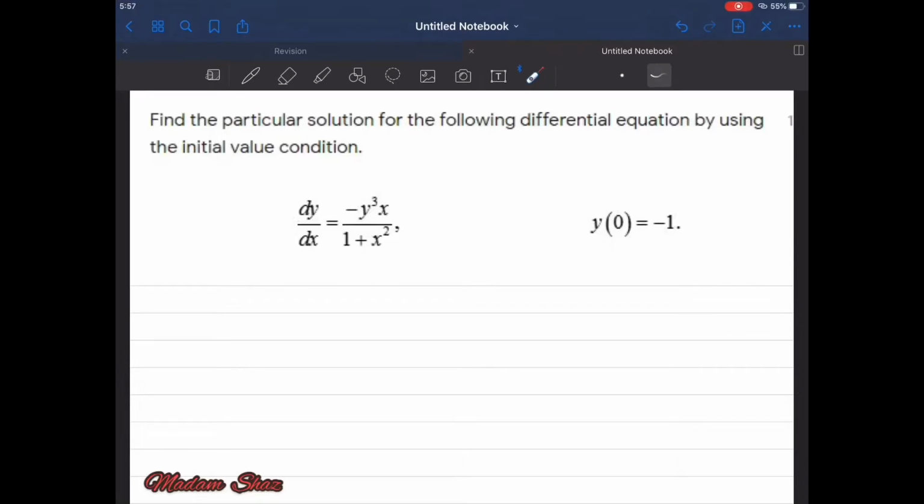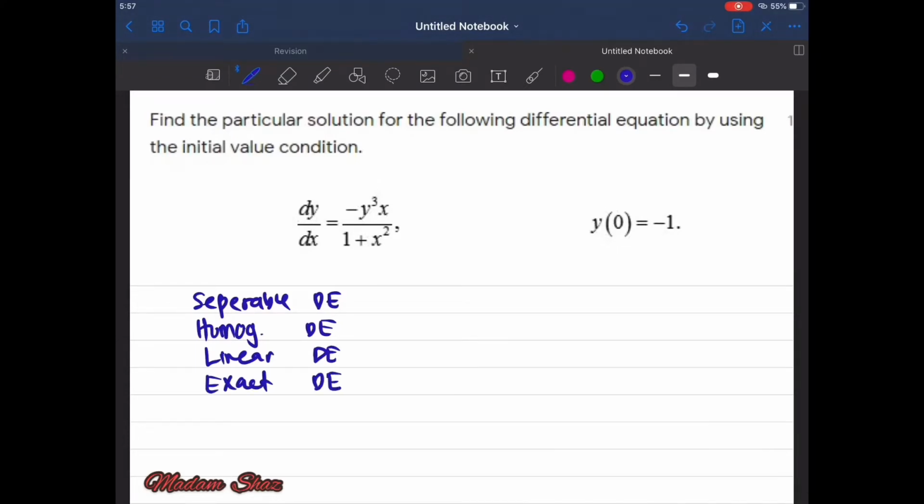Okay, for this question, find the particular solution for the following differential equation by using the initial value condition. It's not mentioned what type this one is, so we only know that this is first order. For first order, you have learned separable, homogeneous, linear, and exact differential equations.